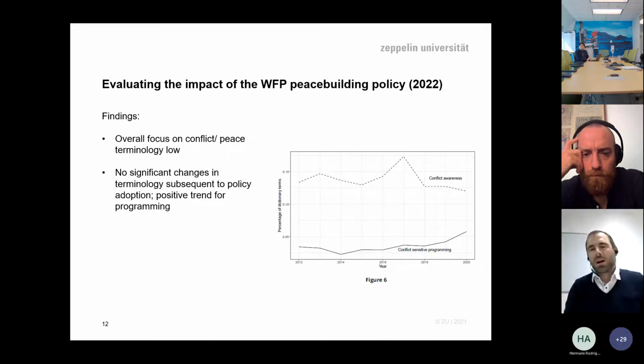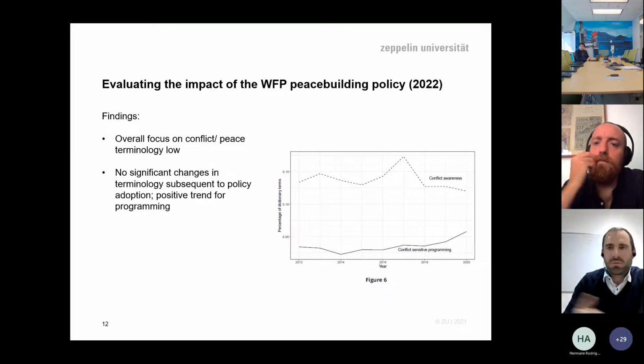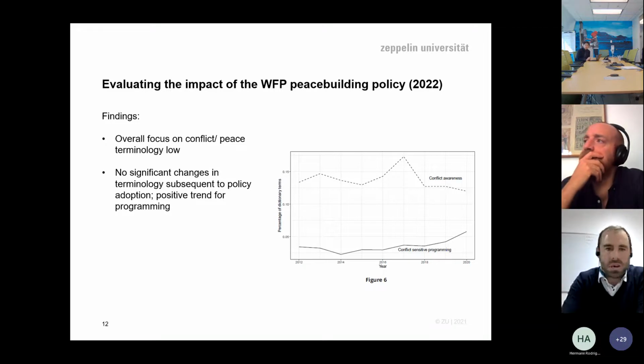to get an idea of how prevalent the two concepts have been over time. And you can see that they didn't really change, right? So the conflict awareness remains at the same level over time, and the conflict-sensitive programming has a little bit of a bump towards the end. So it improved a little bit, or it became more prevalent in the reports.